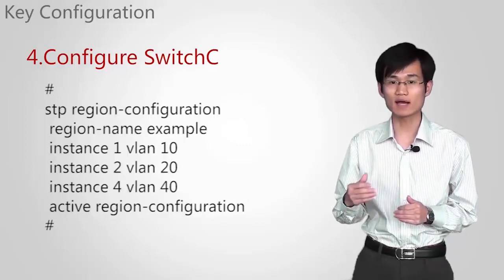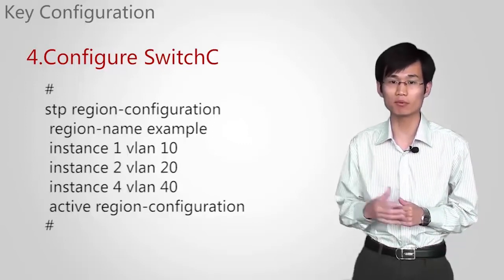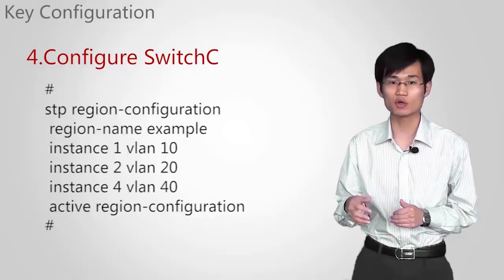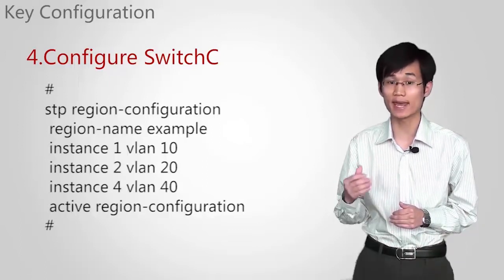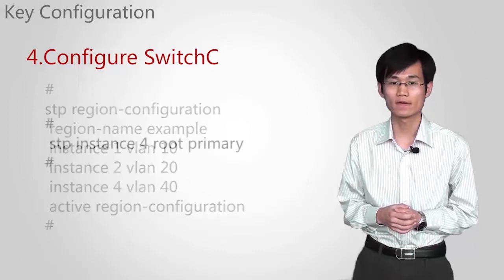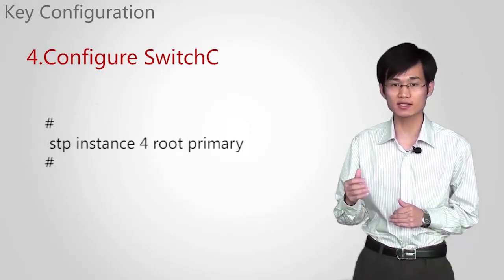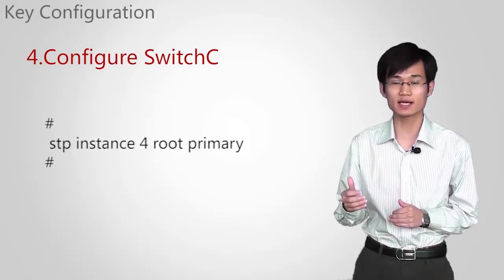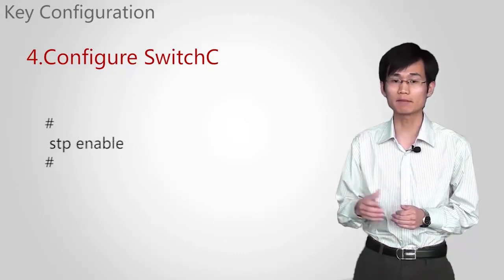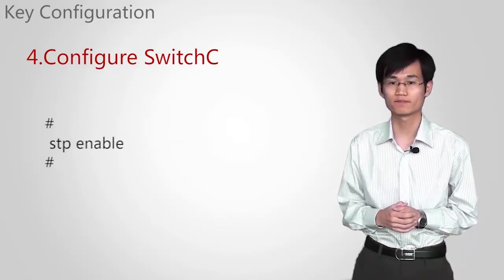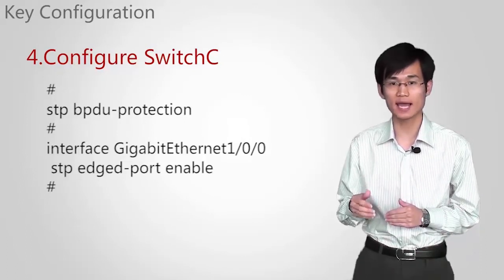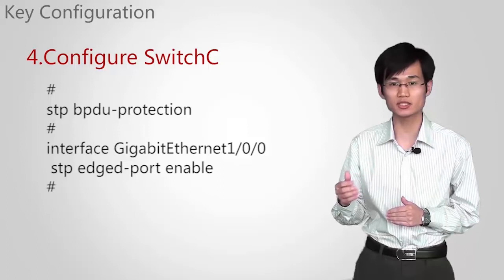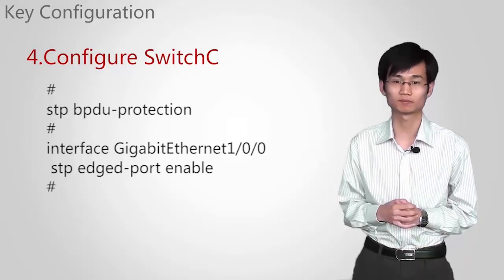Fourth, configure Switch C. Set the name of an MST region to example. Map VLAN 10 to MSTI1, VLAN 20 to MSTI2, and VLAN 40 to MSTI4. Configure the local switch as the root bridge of MSTI4. Enable STP globally. Configure GE0/0/1 as an edge port and enable BPDU protection on the port.